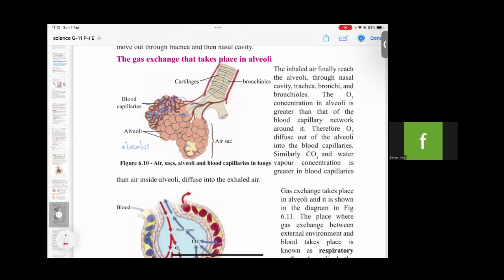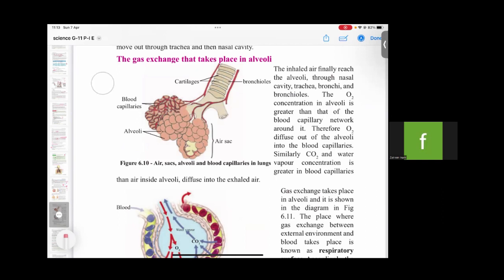The gas exchange that takes place in the alveoli. So these are the alveoli. Can you see they are like grapes? Small air sacs are there, so they look like a bunch of grapes. The bronchioles will be attached to this air sac where there are many alveoli. The singular of alveoli is alveolus, you know. And you see the blood capillaries are all around the air sacs.